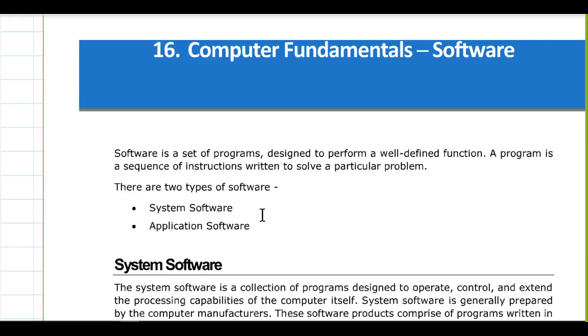So software is a set of programs designed to perform a well-defined function. A program is a sequence of instructions written to solve a particular problem. I think we have talked about software at length, but we now have two classifications of software. The one we call system software, and the other one is application software. System software is what allows the computer to run.